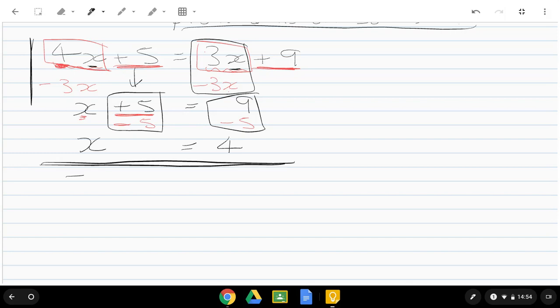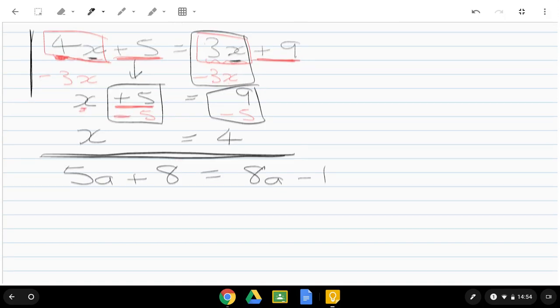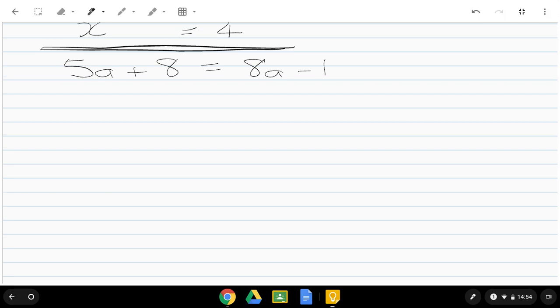So in this example, I've got 5a plus 8 equals 8a minus 1. So as I said before, the first thing I like to do is to look at my pronumerals on both sides. Now in this case, my largest coefficient of my pronumeral is on the right, which is the 8. So I want to subtract the 5a from the left side and take it to the right side. So I'm going to subtract 5a from both sides.